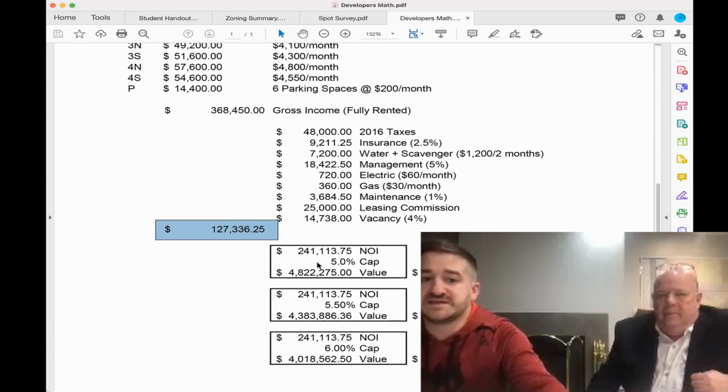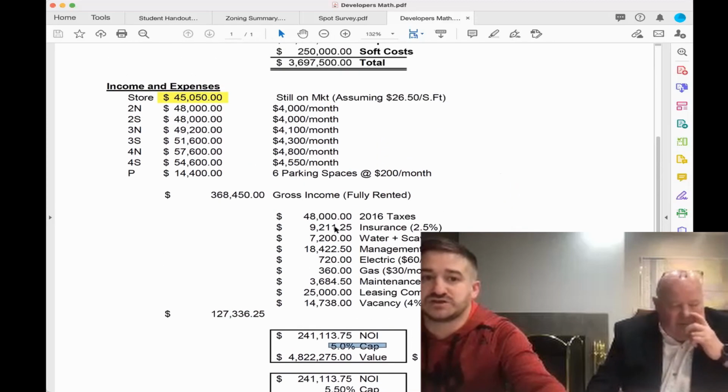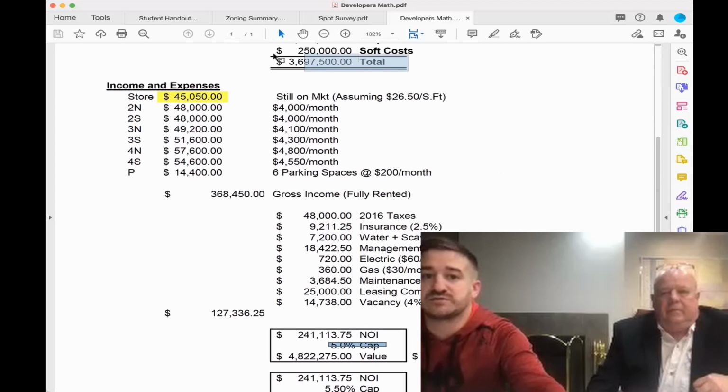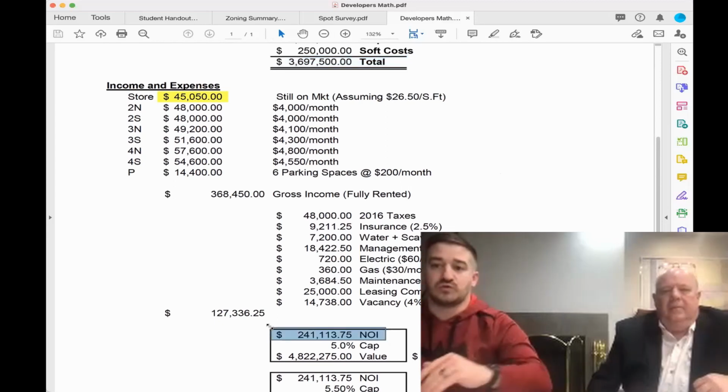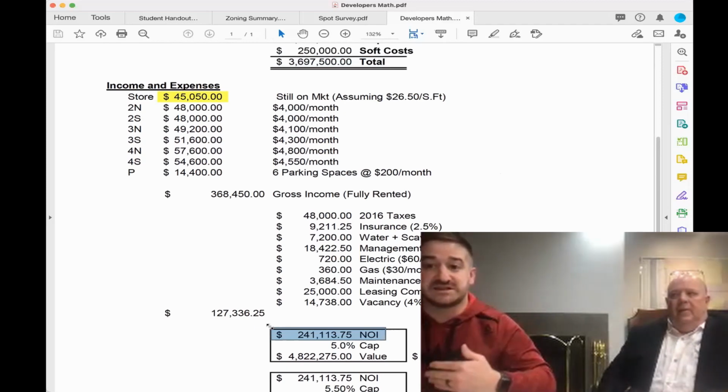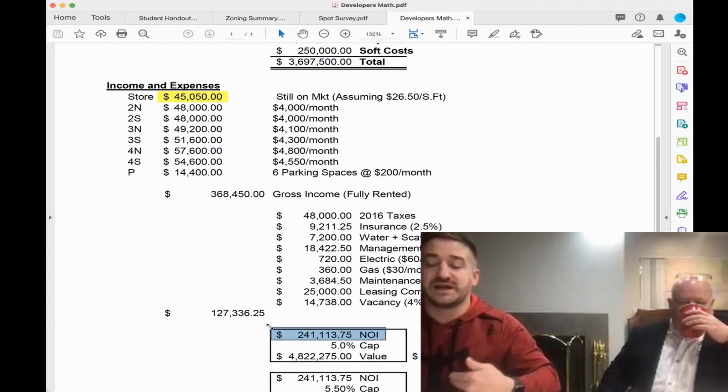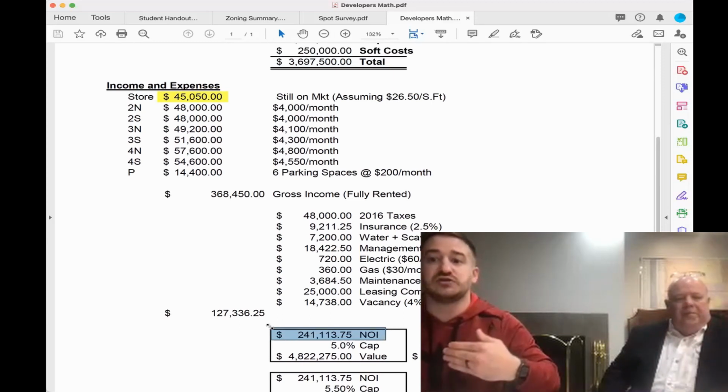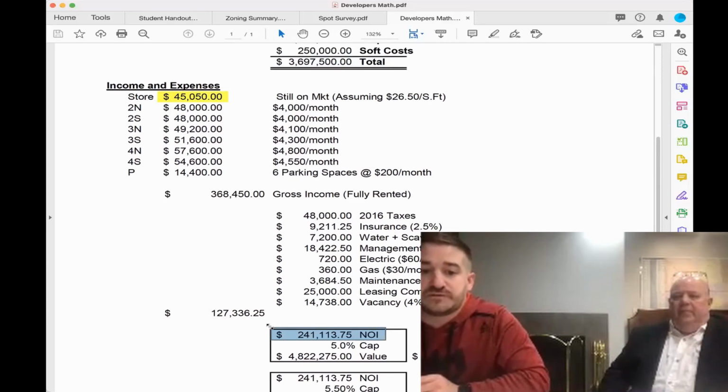No, this is if he were to sell the property. What we're asking is what Gail just put in the chat room. This is the total acquisition cost, and this is the total income that he's going to get when he finishes it. So what we mean by what cap rate does he develop it to is what income does he get for the money he used to build it. So $241,113 divided by 3,697,500 gets you a 6.5% cap rate.